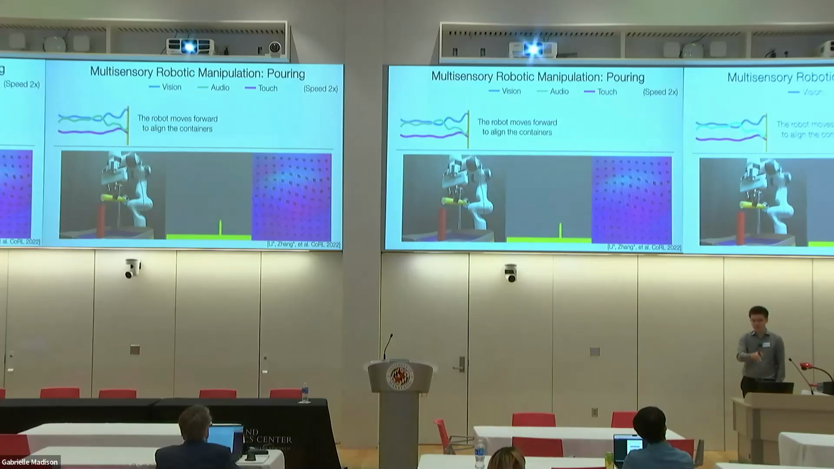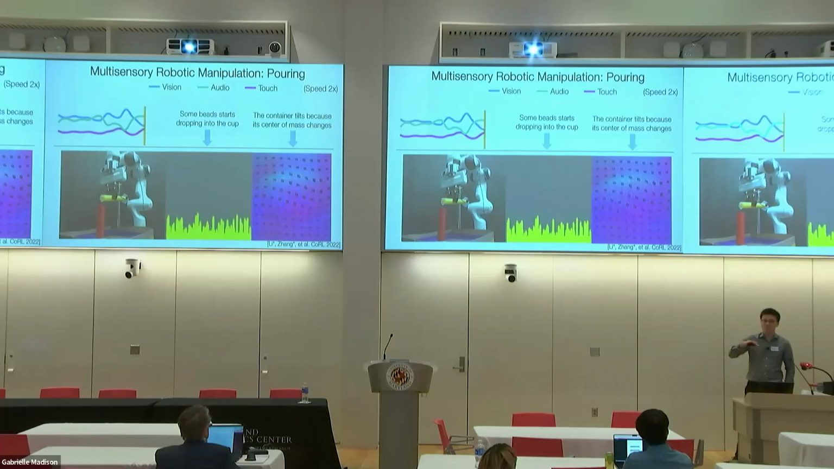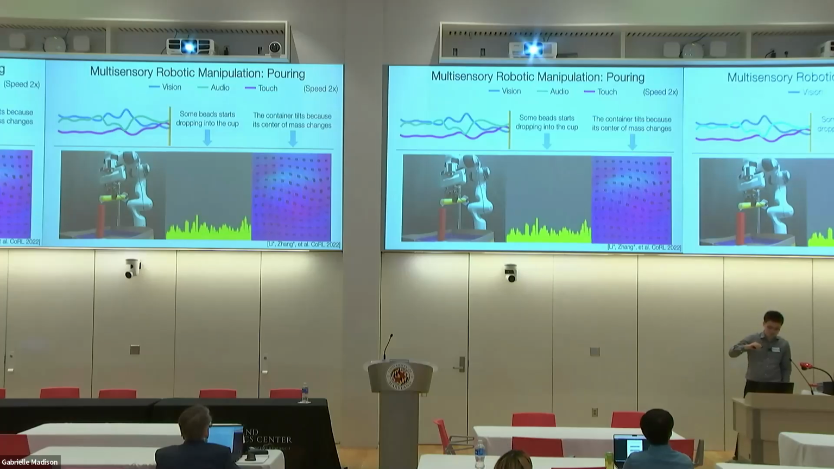So here, actually, vision is the most important. Audio and touch don't matter too much. Here, it's mostly using just vision, because you can see the attention scores of vision are very large. And then the next stage is that some beads start to drop into the cup. And you can see the container also tilts because the center of mass changes. And as more beads drop into the red container, you can also see stronger signals in audio and touch, and attention also shifts to these two modalities at this stage.